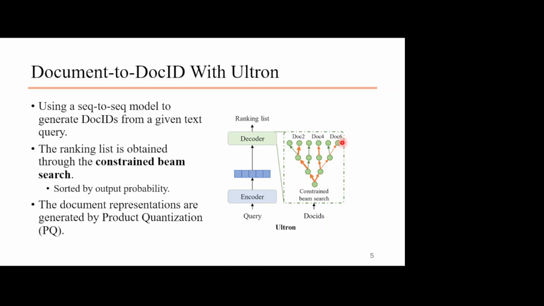And the key point in generative document retrieval is how to represent documents. In general, designing better document representation usually leads to higher recall. And in Ultron, it uses product quantization code as document representation and performs constrained beam search to generate a ranking list. So this is how Ultron works when doing document retrieval.